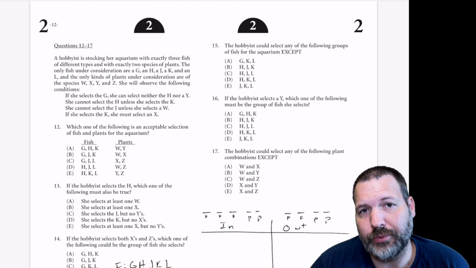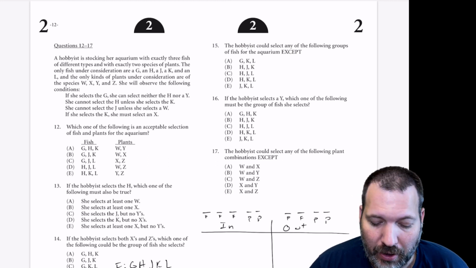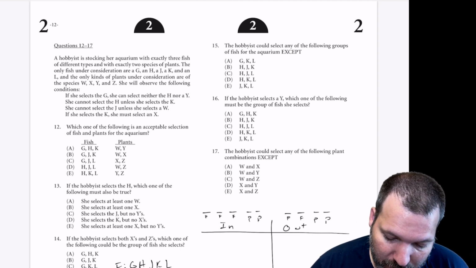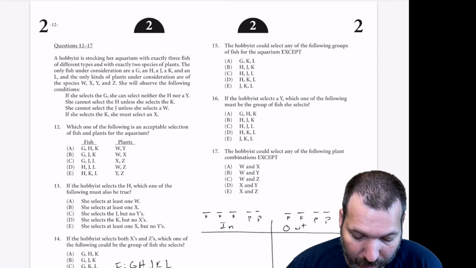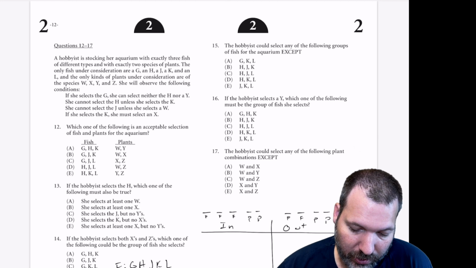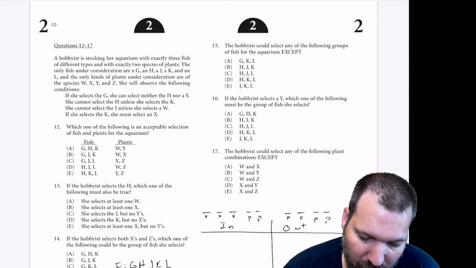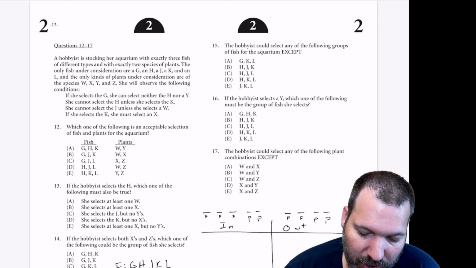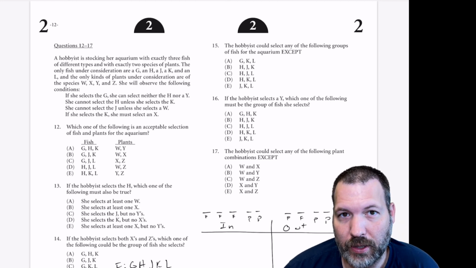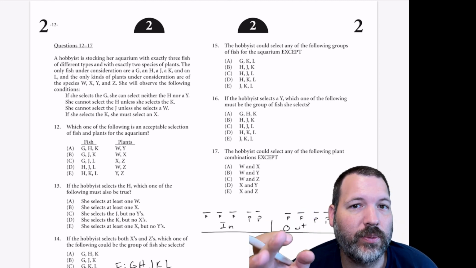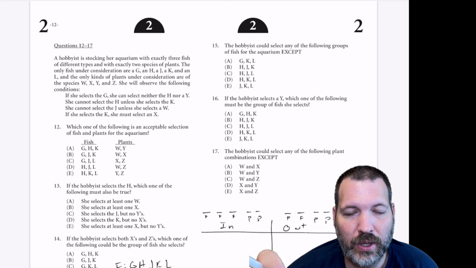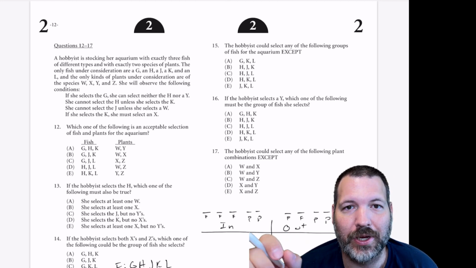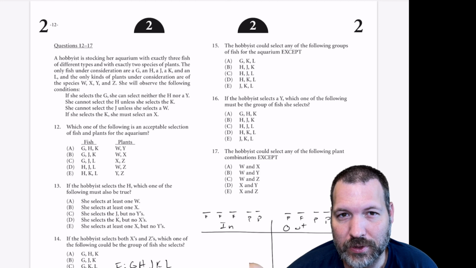And our clues, and this is pretty common on an in and out game, are, well, really, I was going to say at least a couple of them are conditional, but actually all of them are conditional. So we've got conditional clues here. If she selects G, she selects neither H nor Y. So you really want to think through this. Anytime you have conditional clues, you want to ask yourself, can we split these conditional clues up? Right now it's relating G, H, and Y, but that can get a little confusing sometimes.